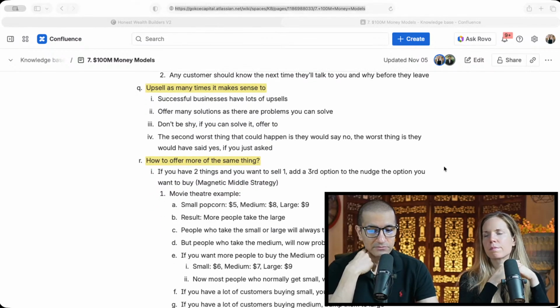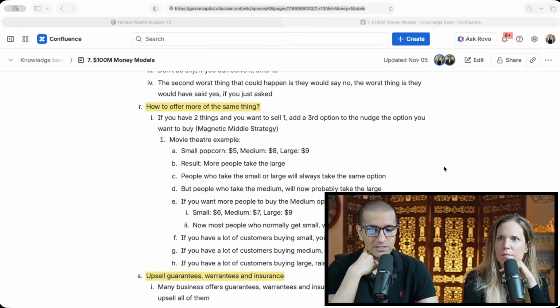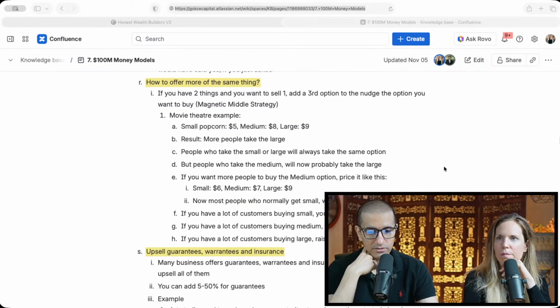Upsell as many times as it makes sense to. Successful businesses have lots of upsells. Offer as many solutions as there are problems you can solve. Don't be shy. If you solve it, offer to. The second worst thing that could happen is they'll say no. The worst thing is they would have said yes if you just asked. Okay. Next. How to offer more of the same thing.